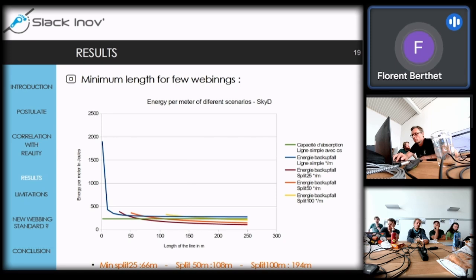So if you look at the point when the yellow curve is crossing the green curve, it crosses at 194 meters long. So this means that if your line is less than 194 meters long, you are not respecting the safety factor of 6. If you want to keep a 6 times safety factor, you need to rig your line at least 194 meters long. This is for a backup fall scenario, having the same line in main line and backup.